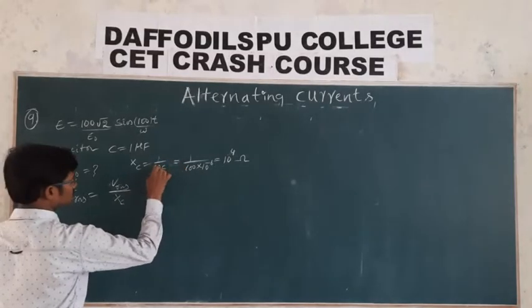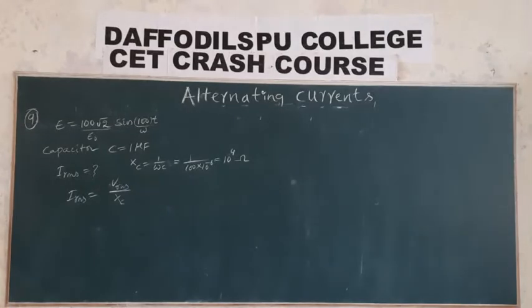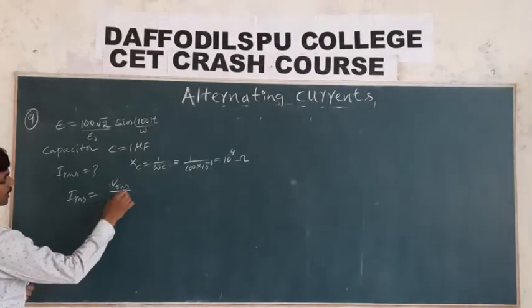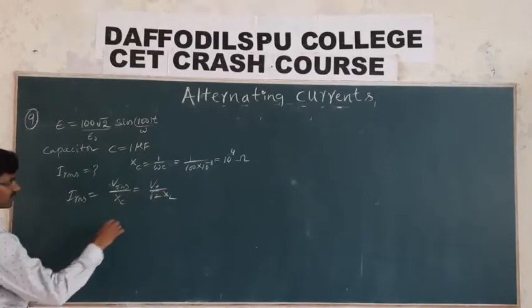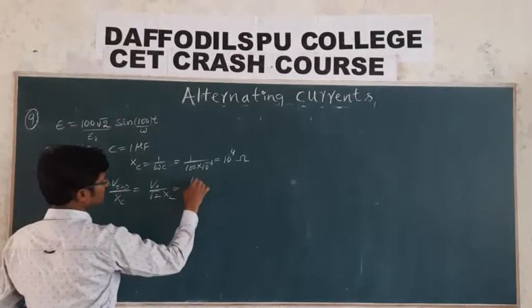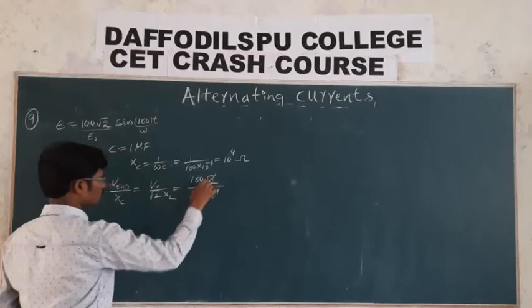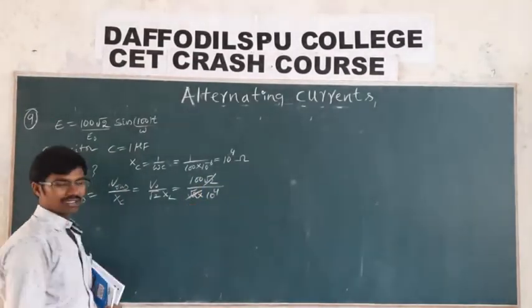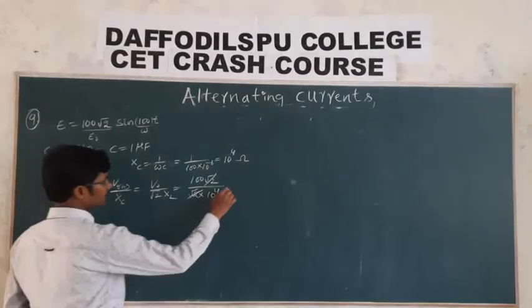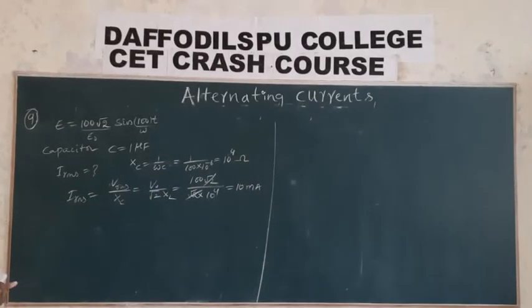Now that is the capacitive reactance. What is RMS current? V0 by root 2 into X C. Substitute those values. E0, 100 root 2 by root 2 into 10 power 4. Root 2 cancels. Now 10 power minus 2 amperes, which is 10 milliampere, which is the first option, the tenth one.